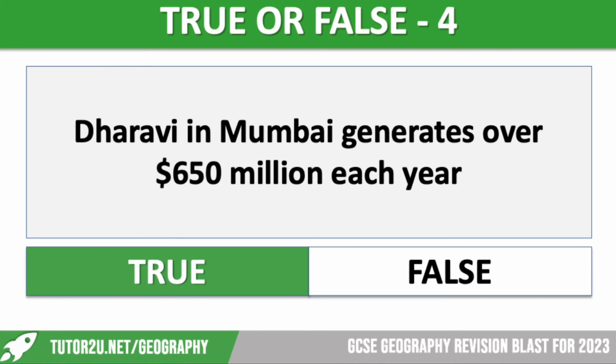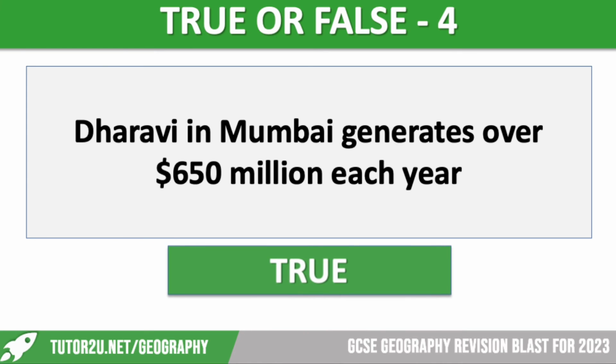Right, number 4. Dharavi in Mumbai generates over $650 million each year. Is this true or false? It is true. So this is linked to the figure that I gave earlier, sorry, 80% of things getting recycled in Mumbai. So loads of this is generated by the informal economy, where people are sifting through waste. They're looking at what's valuable, what can be resold. They're stripping down products. They're making things that are new. So this is a really important thing for Dharavi in particular, but also lots of these informal settlements across the world.